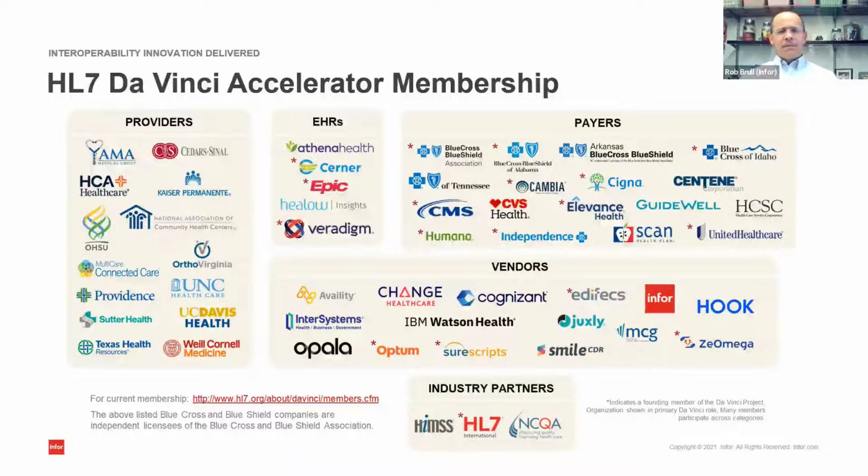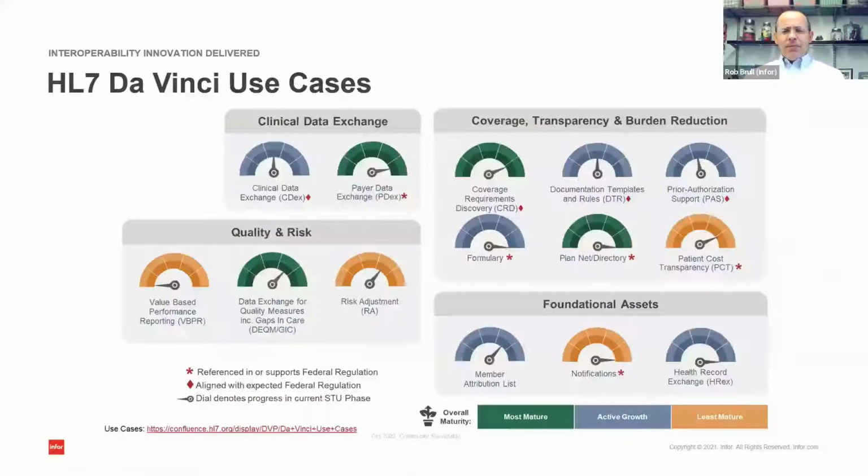Now, if you go to the next slide, the implementation guides that are published are listed here. And so these are use cases, or a more technical term would be implementation guides that are published by the Vinci organization. Now, the Vinci organization has been around for many years. Some of these use cases are more mature than others, and some of them are actually already aligned with or tied to CMS mandates. And so a green workflow would be one of the ones that's been around for a while, that's been most mature. Blue would signify active growth, and the orange would signify something that's relatively new and least mature.